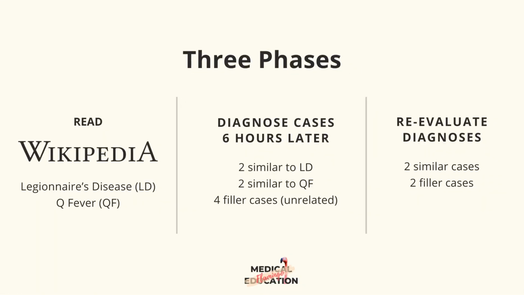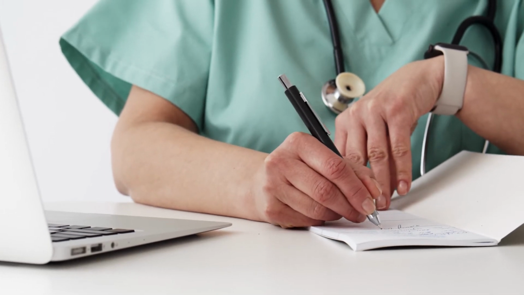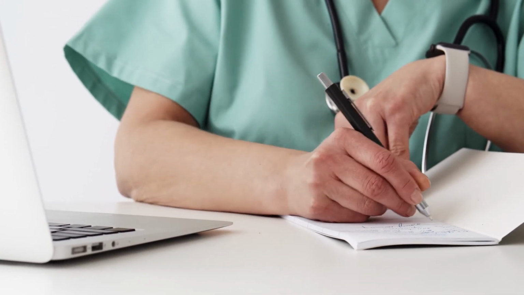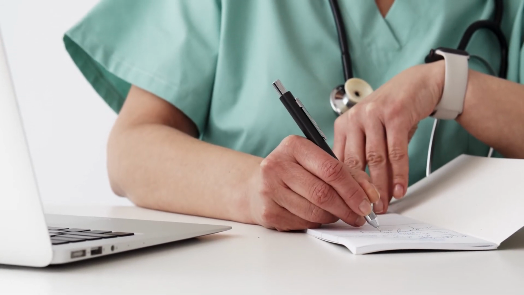In the third phase, they were provided 4 cases that they had diagnosed in the previous phase. These were 2 filler cases and 2 similar looking cases. They were asked to re-evaluate their diagnoses using some reflection techniques that include a structured process, such as writing and ranking all possible diagnoses in order of likelihood. 30 minutes were allocated for the third phase to get them to use their analytical reasoning.